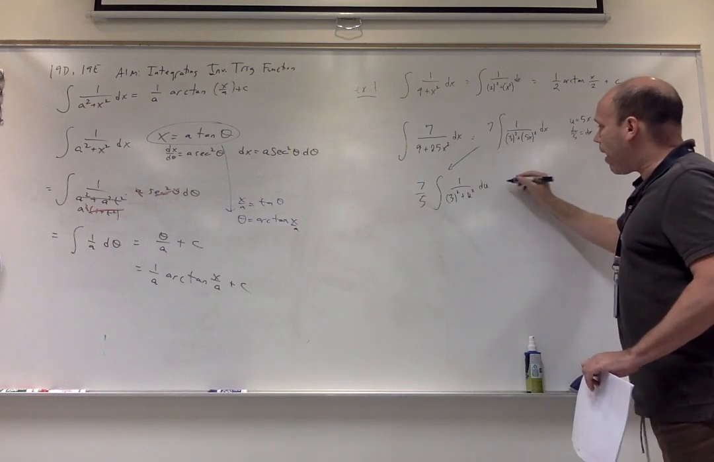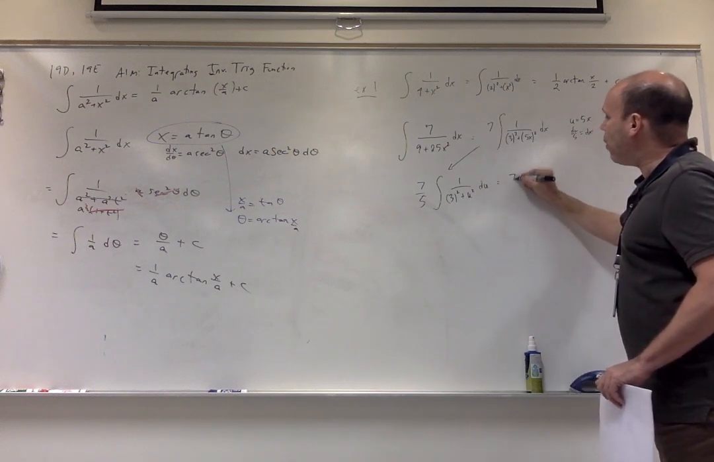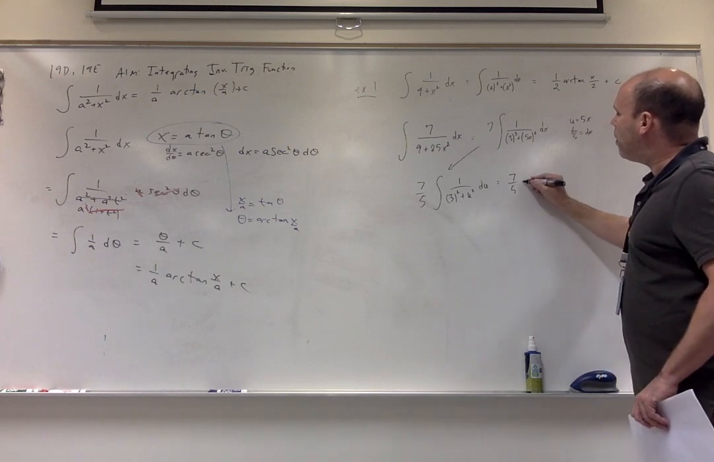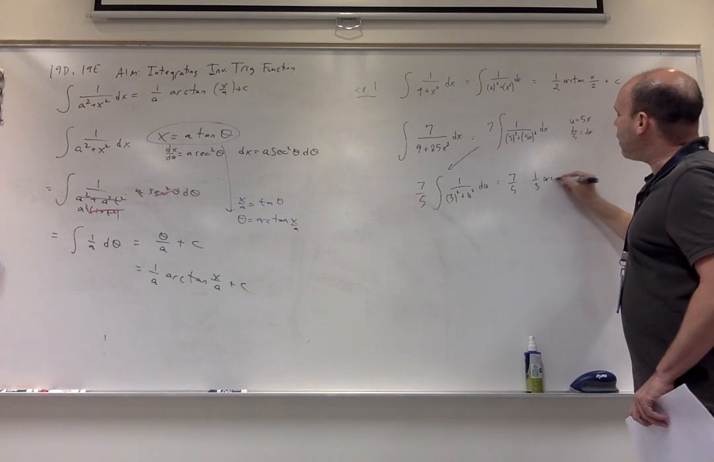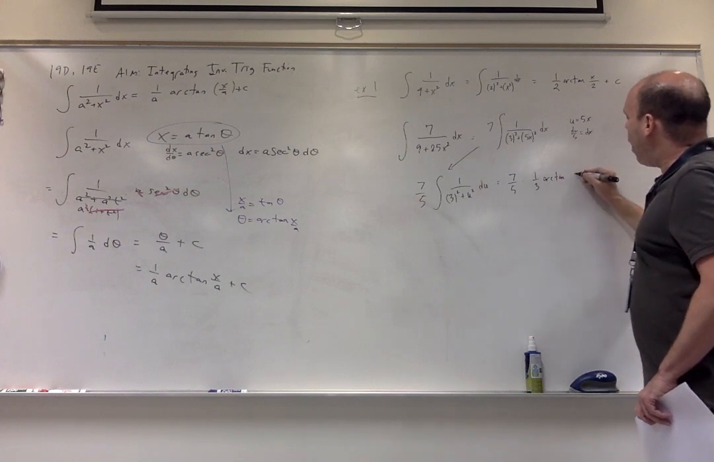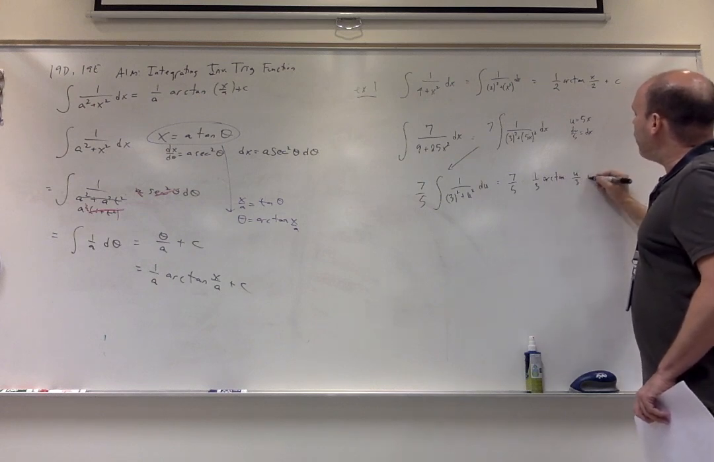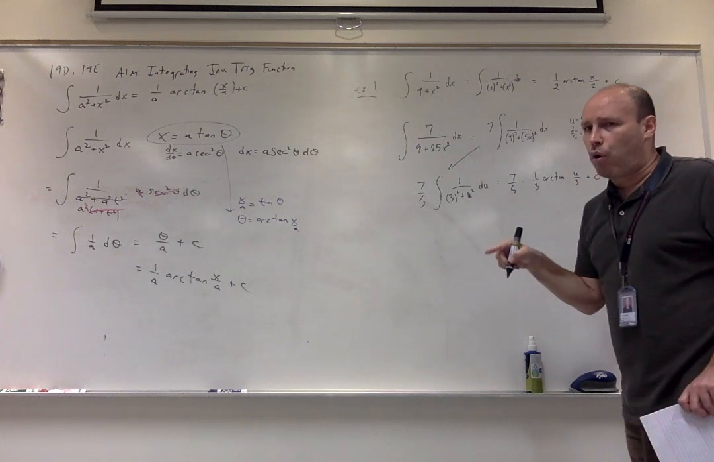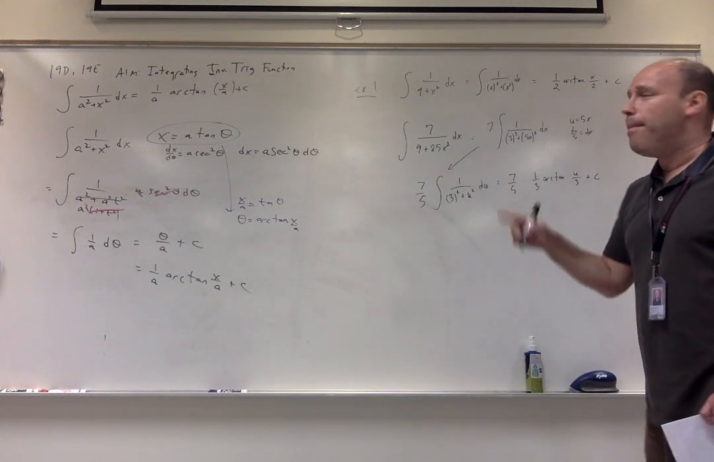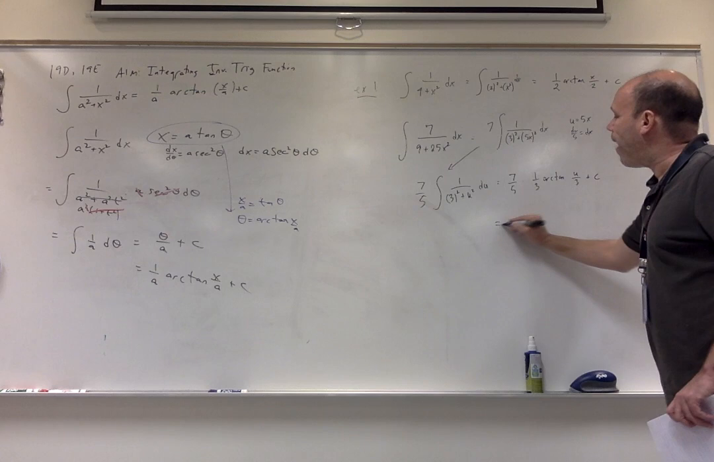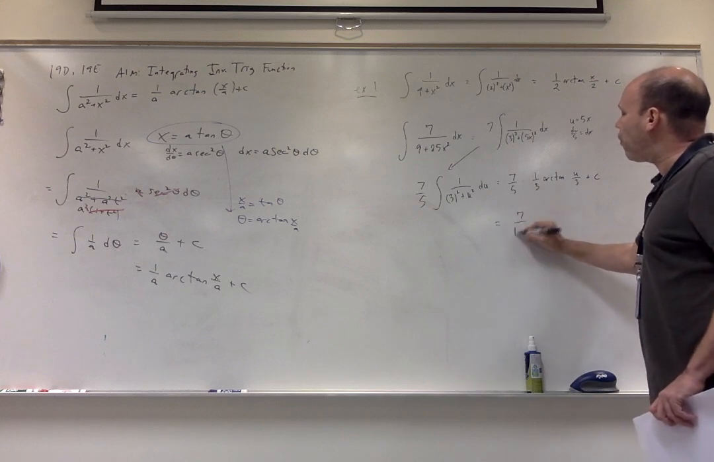Now it looks more like what I want. 7 over 5 times 1 over 3 arctan of u over 3 plus c, but I don't want to be in u world, I want to be in x world. Make the final substitution.